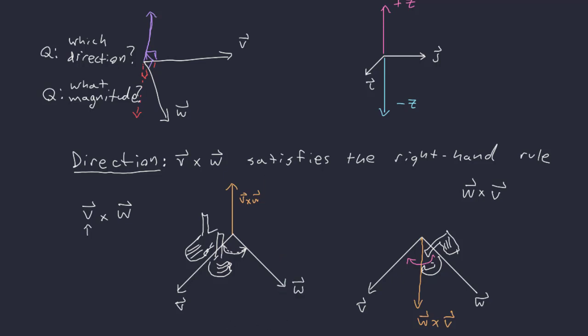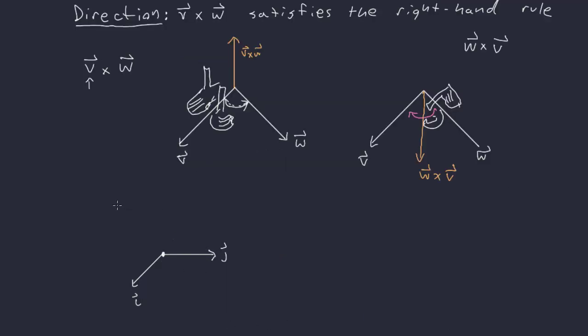So, okay, the important part is in practice, if I do I cross J, okay, so I'm doing I to J. It's sort of similar to here. The vector that pops up, we want to be K. And if we go in the opposite direction, say J cross I, we want to get out negative K.